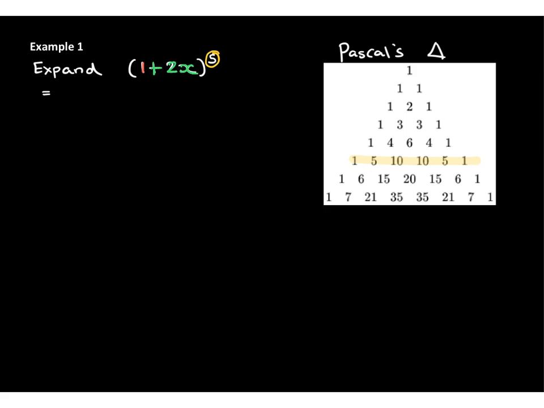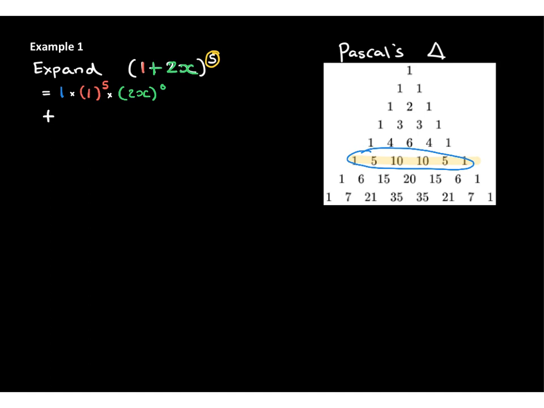I might be putting in more working than you would usually do here, but that's okay because I'm just really trying to make it obvious as to how we do this expansion. So we take the coefficients from Pascal's triangle, which means we start with a 1. We then take the first part of the binomial in the expansion, which is 1, and I'm going to raise this to the power of 5. I then take the next part of the binomial, which is 2x, and this will be raised to the power of 0. And this will give me my first term. I'll then add to that the next term.